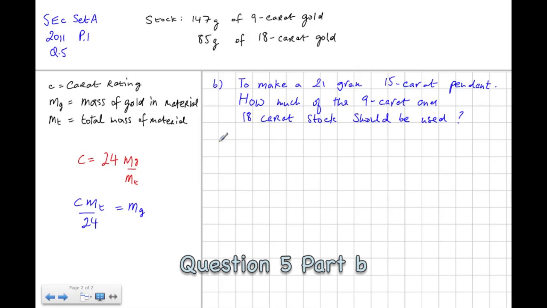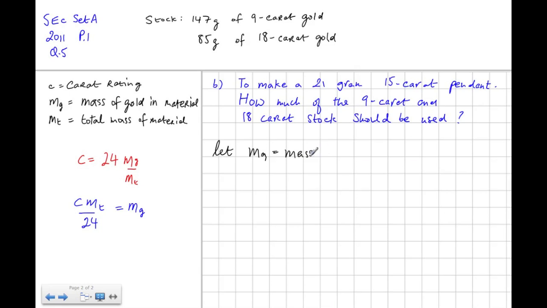Okay, question 5, part B. In this question, we want to make a 21 gram 15 carat gold pendant, and we want to know how much of the 9 carat gold and how much of the 18 carat gold should be used. Now, there's 2 ideas in this, and it's going to involve simultaneous equations. If we let m subscript 9 be the mass of the 9 carat gold that's used, and m18 be the total mass of the 18 carat stock that is used.